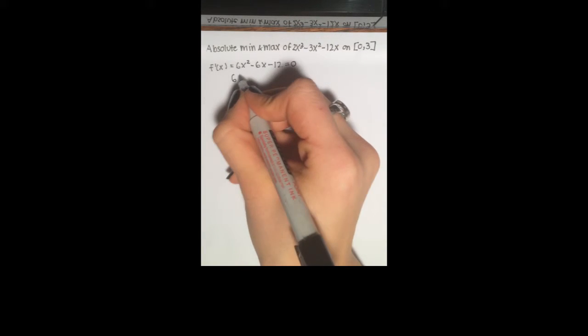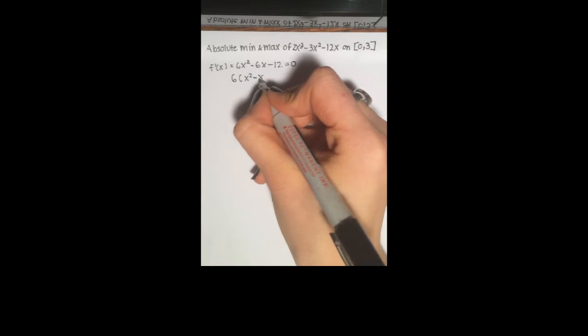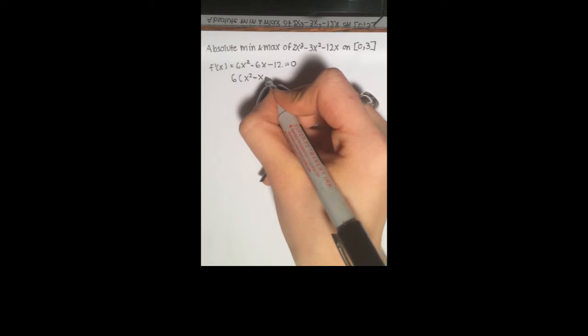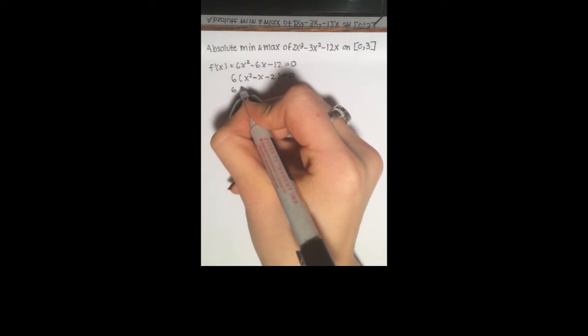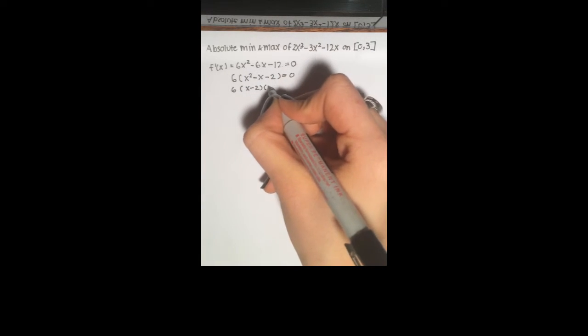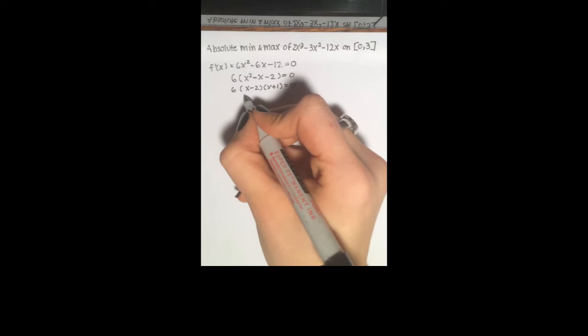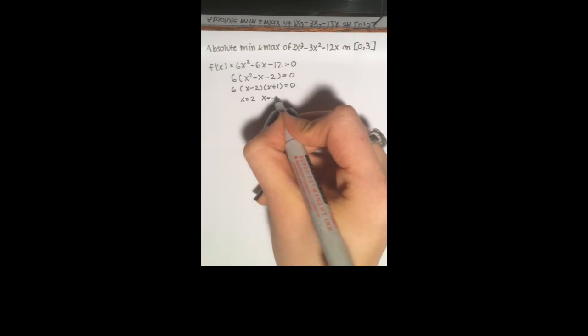So we can factor out a 6. We get 6 times x squared minus x minus 2 is equal to 0. And we can simplify that to 6 times x minus 2 times x plus 1 is equal to 0. If we look at this, we can see that the two points that would make this function equal to 0 are x is equal to 2 and x is equal to negative 1.